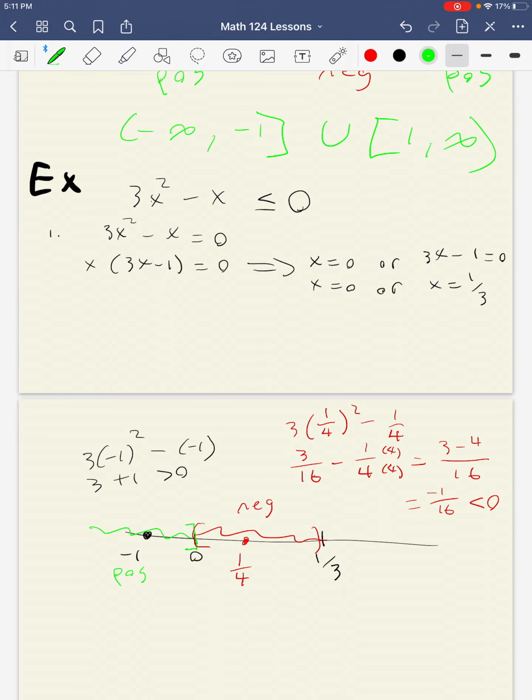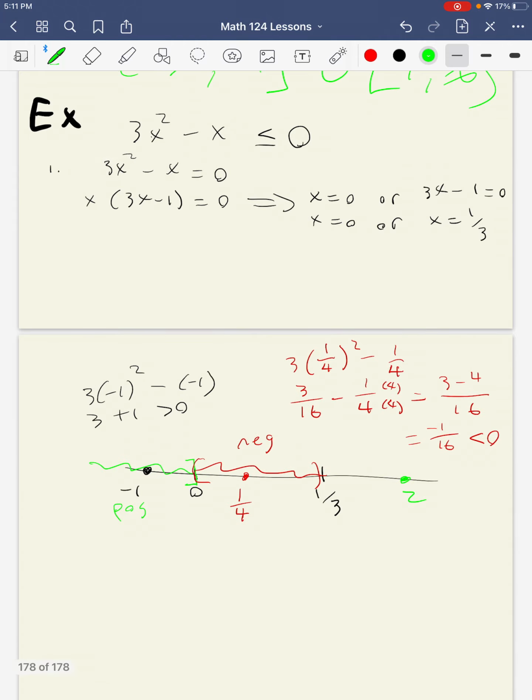Okay, one more part of the x-axis to test. Let's plug in the number 2. So it doesn't matter what number as long as it's on this piece. If you plug in 2, we get 3 times 2 squared minus 2. Okay, so that's positive. So that's 10 positive.